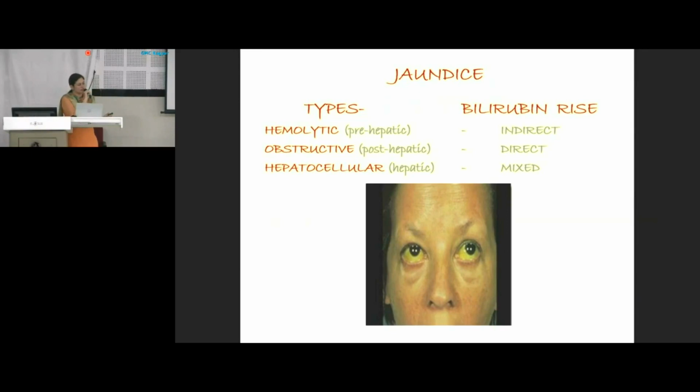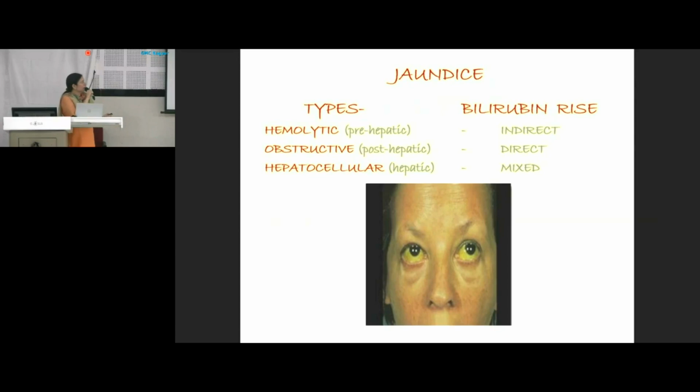Then various enzyme deficiencies like G6PD deficiency, where there is excessive hemolysis whenever the patient is subjected to oxidant drugs, and various autoimmune hemolytic anemias. Then in obstructive jaundice, that is post-hepatic jaundice, there is an increase in the conjugated or direct bilirubin. This obstructive jaundice is because of stones present in the gallbladder and carcinoma of the head of pancreas.